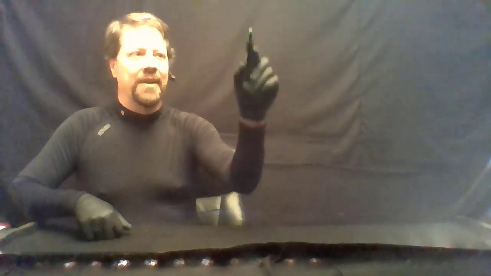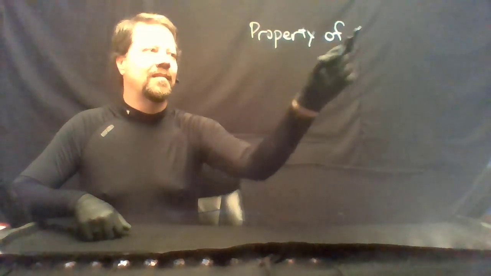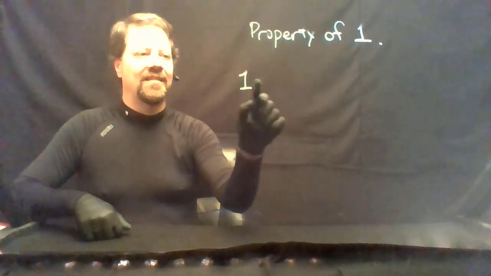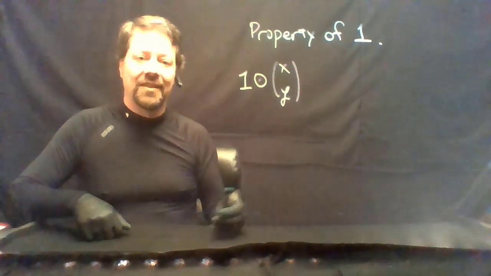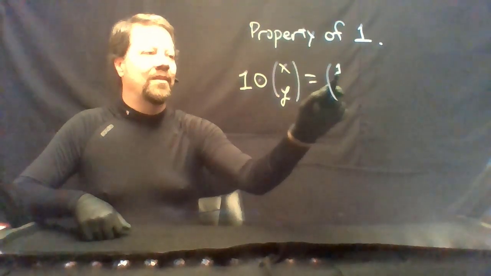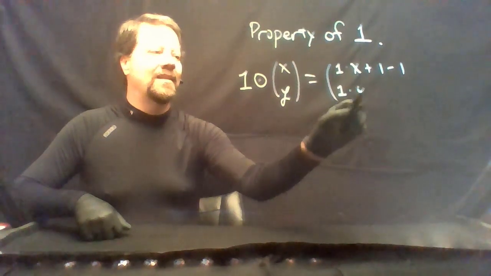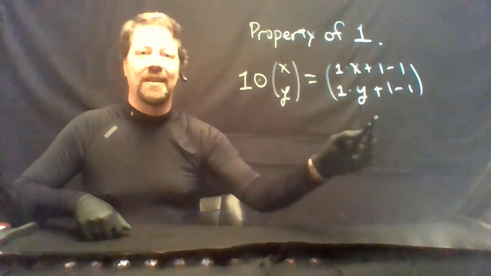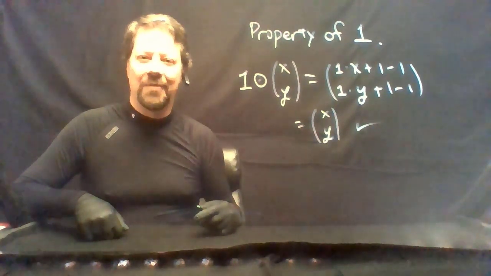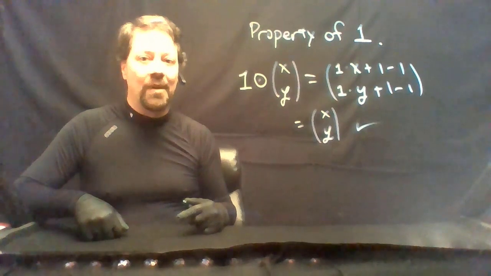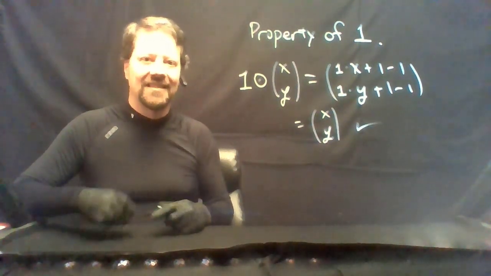Do we satisfy the property of 1? One circle times any vector is supposed to leave that vector alone. We get 1 times x plus 1 minus 1, and 1 times y plus 1 minus 1. And that is xy. It satisfies the property of 1. That leaves 2 more properties, the 2 distributive properties. If this is going to fail, it has to fail there.